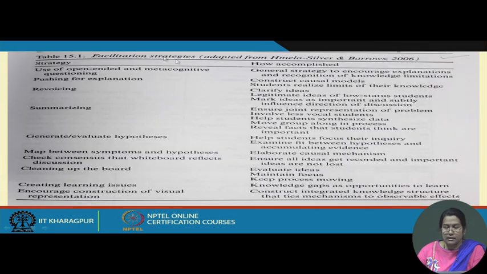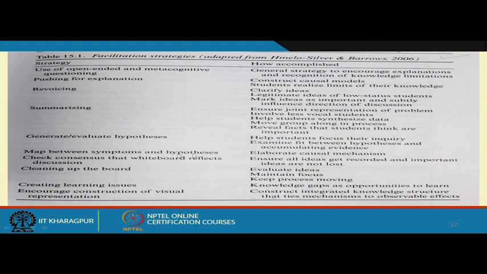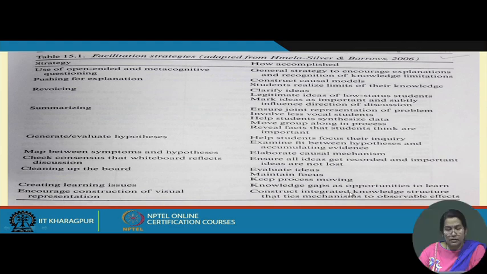So, these are some of the strategies explained by these authors, and how the strategies can help problem based learning in terms of revoicing, summarizing the whole thing, evaluating the hypothesis, and helping the students focus on their inquiry. Others are mapping between the symptoms and hypothesis, cleaning up the board, creating the learning issues, and encouraging the construction of visual representation. So, this is the table of a set of strategies which can facilitate problem based learning.